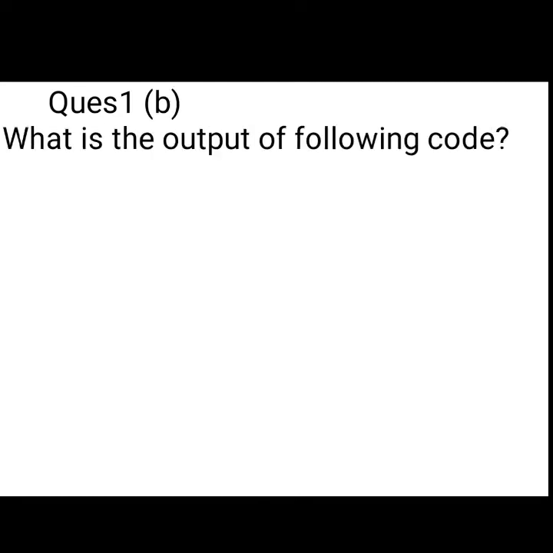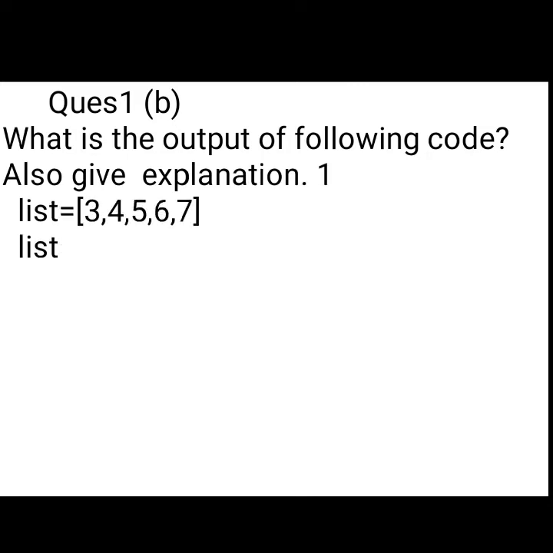Next question. Question second. What is the output of following code? Also give explanation. If list is given as elements 3, 4, 5, 6, 7 and we are given list dot remove 3, what will be the answer? Students, here it will remove 3 from the list, but it will not return you anything, so it will not print anything and answer will be no output.